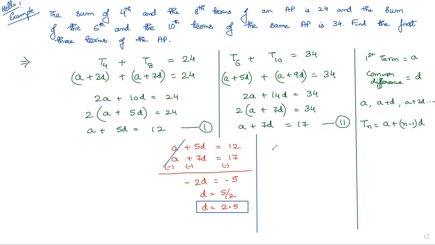Okay, so substituting this in your first equation, A plus 5D is equal to 12. So A, which you have to find out, plus 5 into 2.5 or 5 by 2. It's always better you substitute the fractional value, is equal to 12. So from here, when you try to solve this, 25 by 2 is 12.5. So 12 minus 12.5 is nothing but minus 0.5.